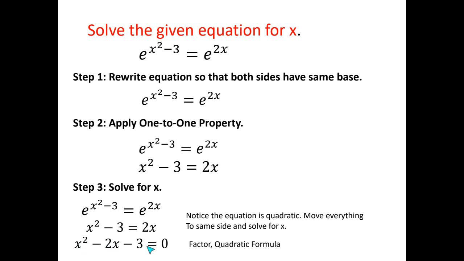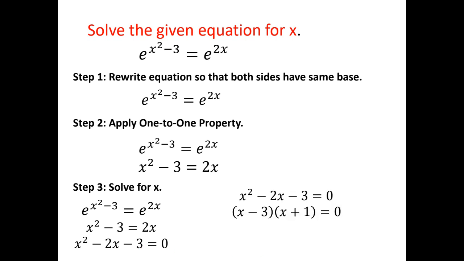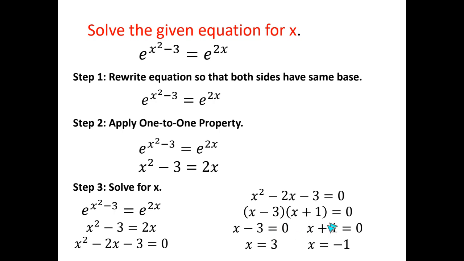Since this is quadratic, we have options for solving it. We can try to factor, or we can use the quadratic formula. For this example, I'm going to go ahead and factor it. x squared I can get from x times x, and negative 3 I can get from negative 3 times 1. And if I take negative 3x and 1x, that's going to give me a negative 2x. So that works out. Set the factors equal to 0, so we get x equals 3 and x equals negative 1. So those are my solutions for this problem.